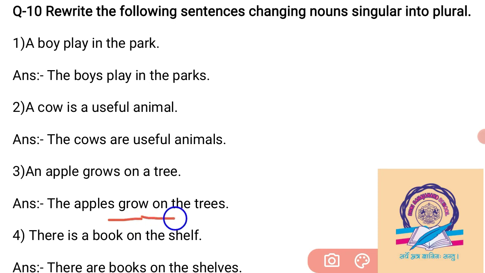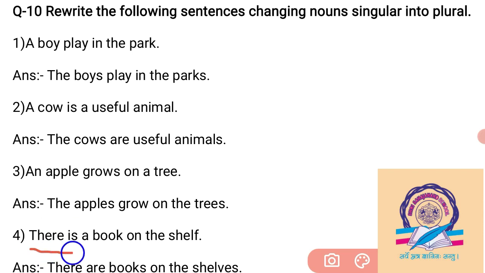Then on a tree changes into on the trees. Remember it carefully, in between or initially we have to remove a or an, and we have to write the instead of a or an, and tree changes into trees. So our answer is the apples grow on the trees.